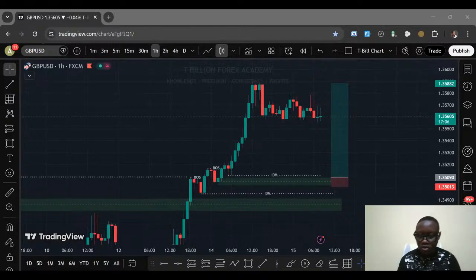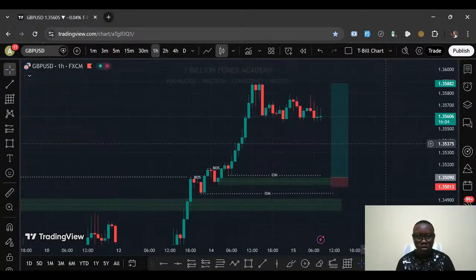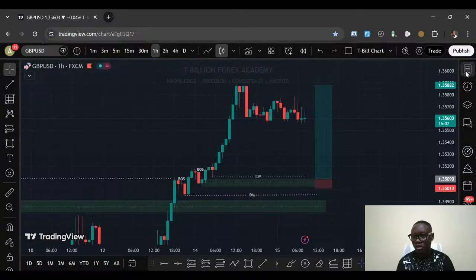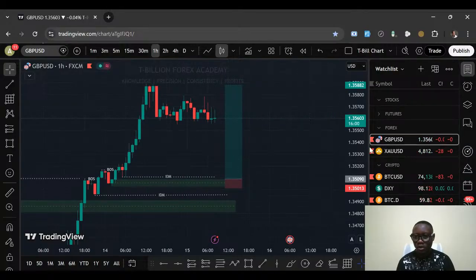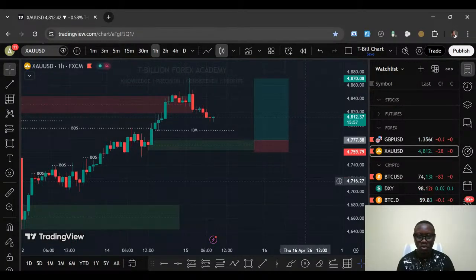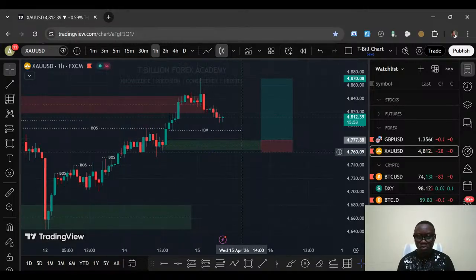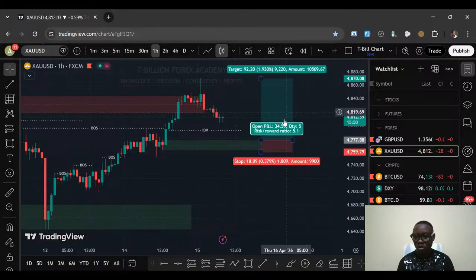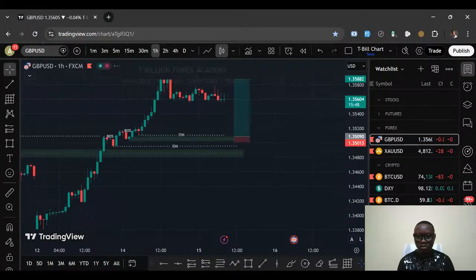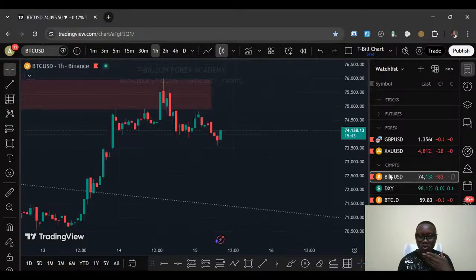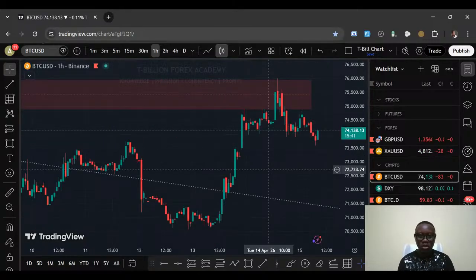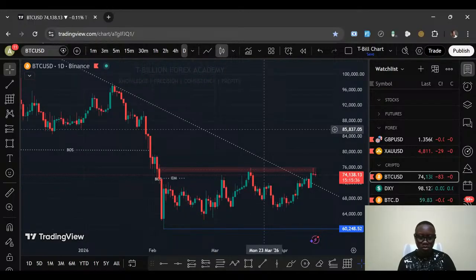All right, guys, so let's continue real quick. Now let's head to BTCUSD, which is the last pair we'll be analyzing for today. Again, we've analyzed gold. This is our buy position. We're waiting for price to tap into our order block so we can take our trade accordingly. And for GBPUSD, of course, this is it as well. Now let's look at the price action in BTC.